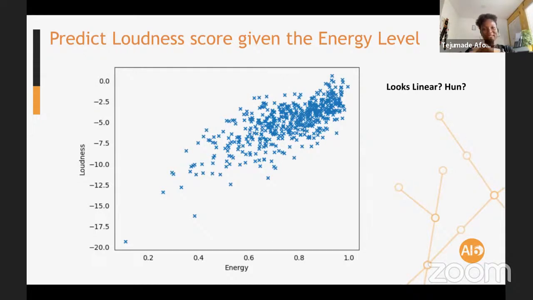Okay, so this is the 2D plot. Our x-axis, which is our feature, what we are using to predict our target, is called energy. So on the x-axis, we have energy, which is the feature, and on the y-axis is the loudness, which is the target. What kind of task is this? What kind of machine learning task is this? Does anyone know?